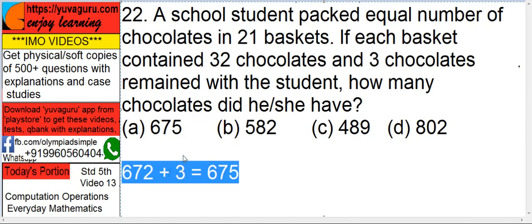3 chocolates were remaining also with that student. So 672 plus 3 is 675. A is the answer.